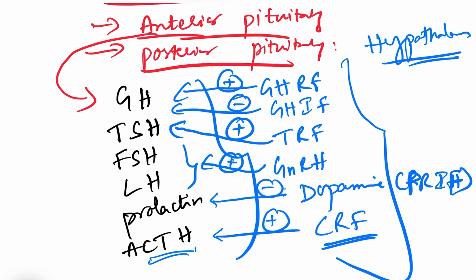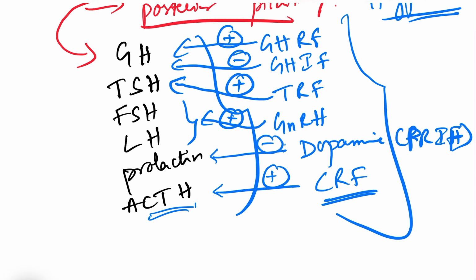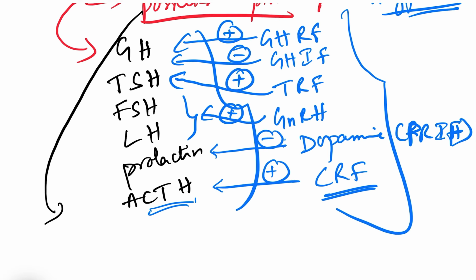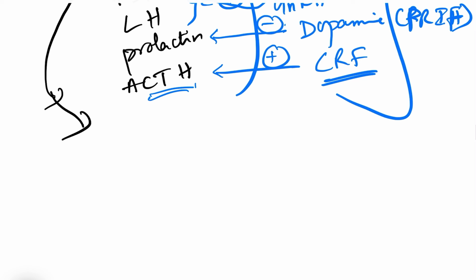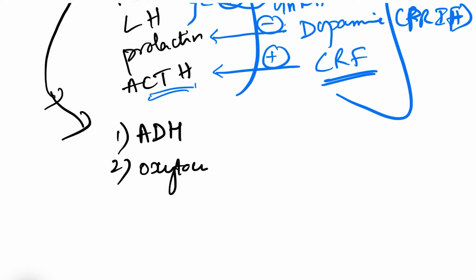Now how will it control the posterior pituitary gland function? You know that two important hormones are released from the posterior pituitary. They are ADH, antidiuretic hormone, and oxytocin. This ADH is also known as vasopressin.